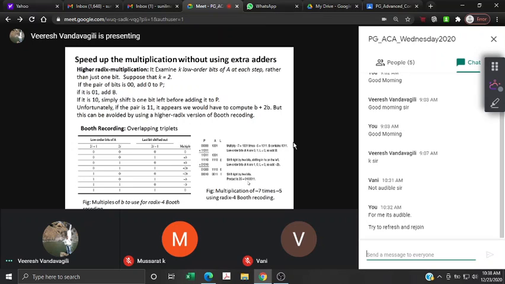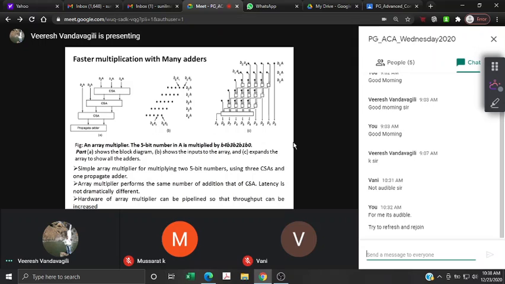This is how Booth recoding works, by determining early how much of B is to be added, whether it is 0, whether it is B, or whether it is 2B, and how much should be added to P. This boosts the performance of the multiplication. So then, faster multiplication with many adders.